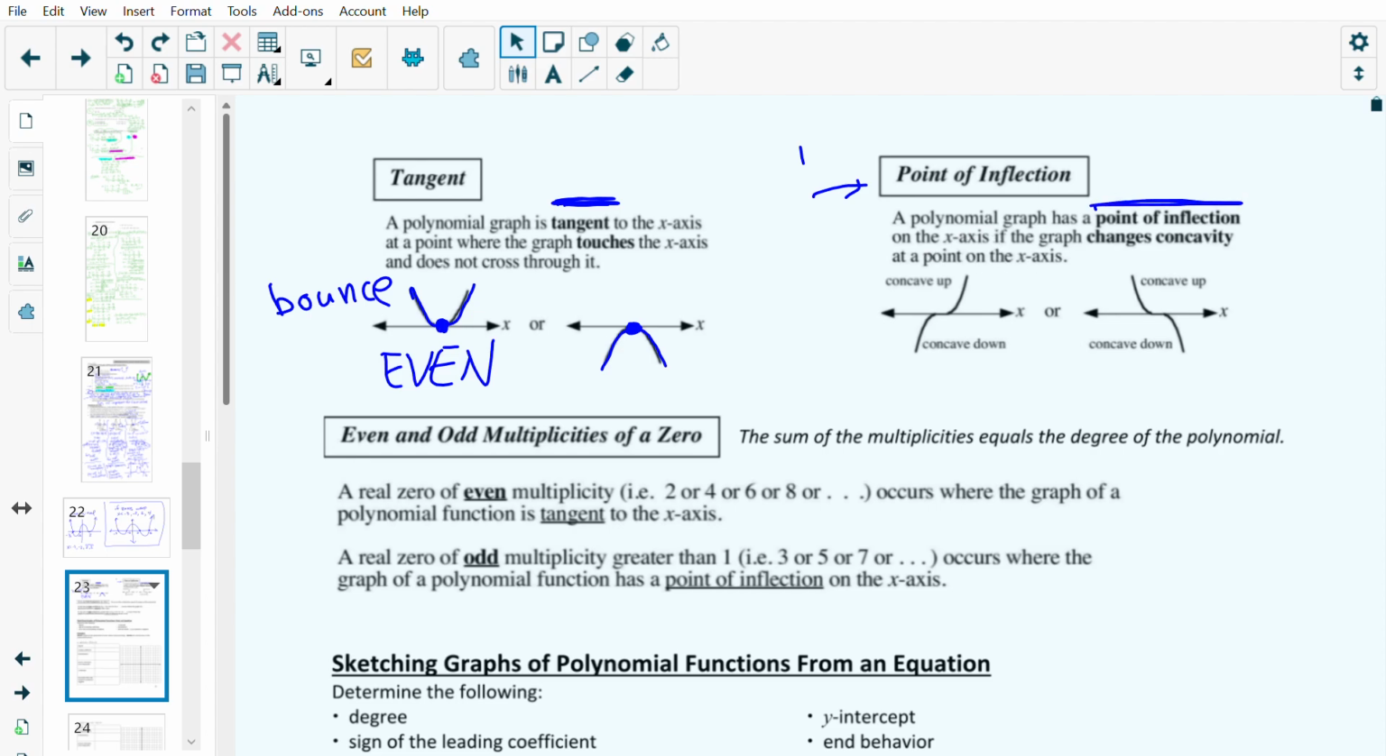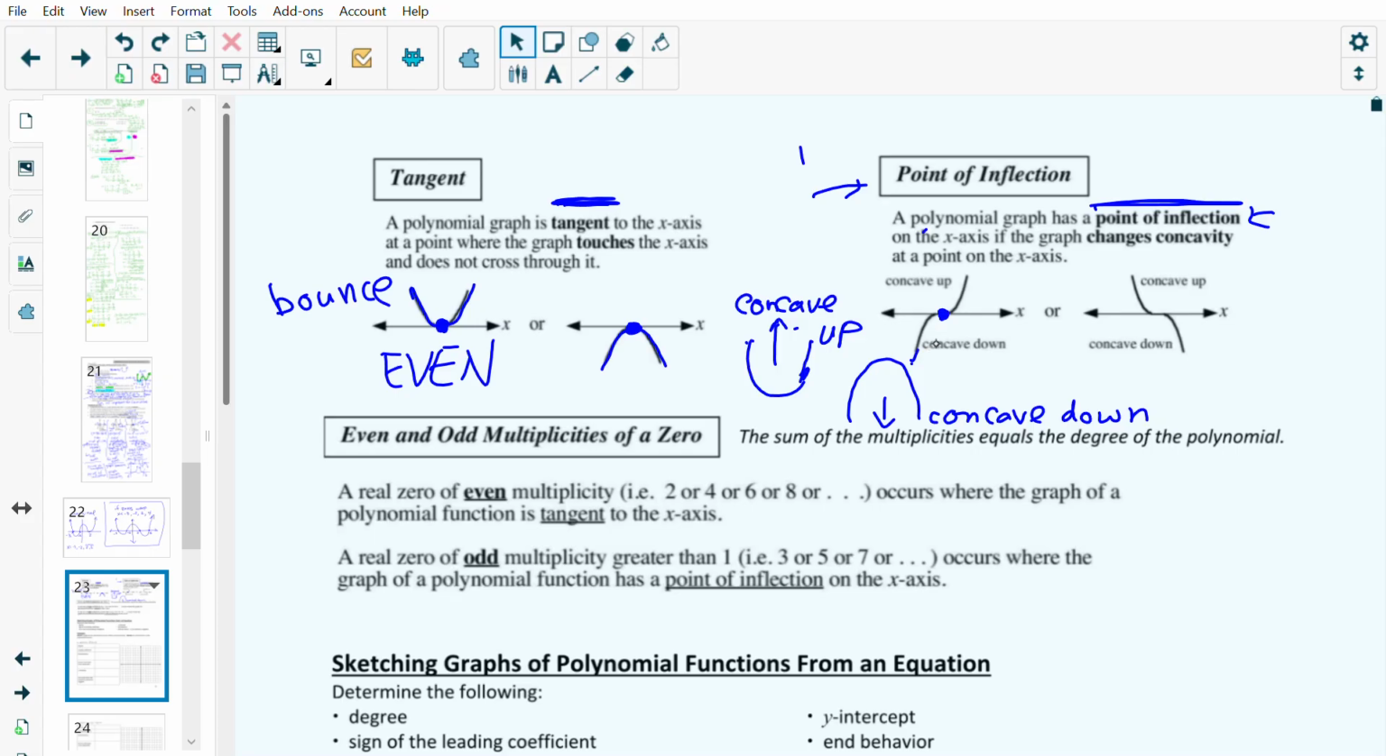Point of inflection. A polynomial graph has a point of inflection on the x-axis if the graph changes concavity. So concavity, think about a cup. If I leave a cup facing up, this is concave up. If I turn the glass upside down, well, this is concave, you guessed it, concave down. A polynomial graph has a point of inflection on the x-axis if the graph changes concavity at a point on the x-axis.